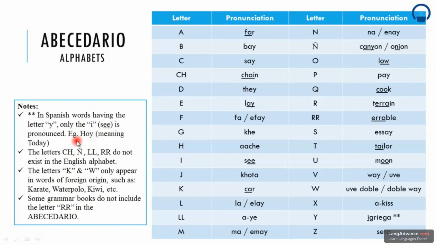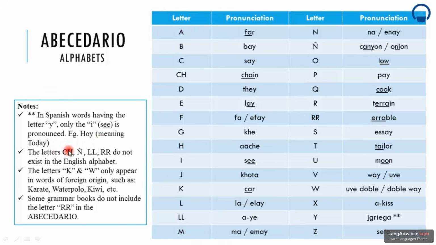So for example, hoy is oi, it's not hoy, it is oi. Y is pronounced as E. Also note that the letter H is mostly silent in all the words of Spanish. So it is not pronounced anywhere.